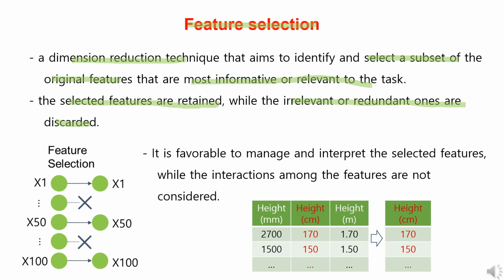To illustrate this, imagine there is a box containing balls numbered from 1 to 100, and we choose balls number 1, 50, and 100. Similarly, in the context of feature selection, specific features from the original data are chosen without any transformation. While the interpretation of the selected features is straightforward since they are directly from the original data, a drawback is that the interrelationships between features are not taken into account. In the example shown in the previous slide, among the 3 features representing height, millimeters and meters are removed, and only centimeters are selected. This exemplifies the concept of feature selection.